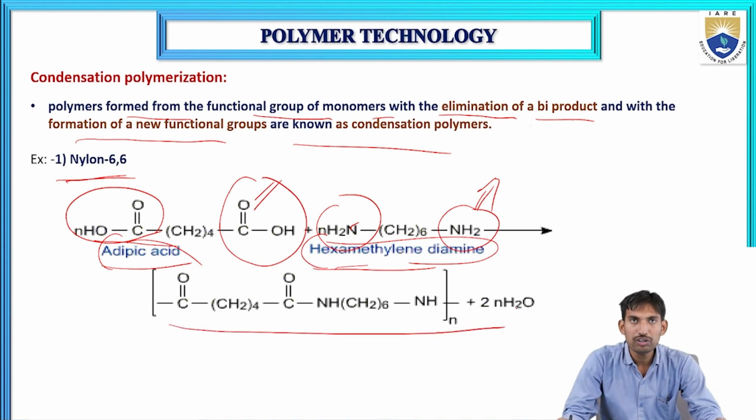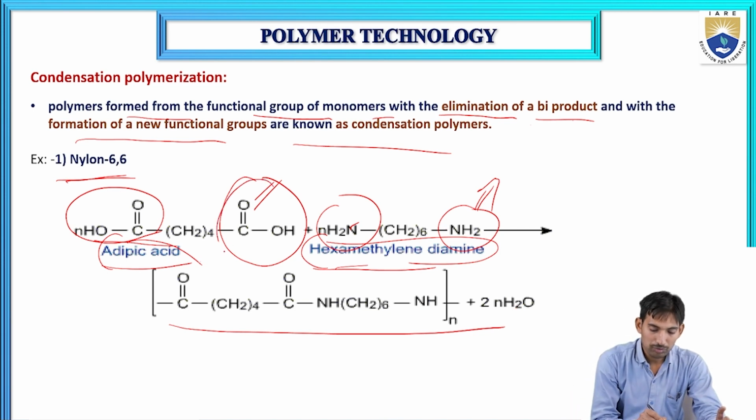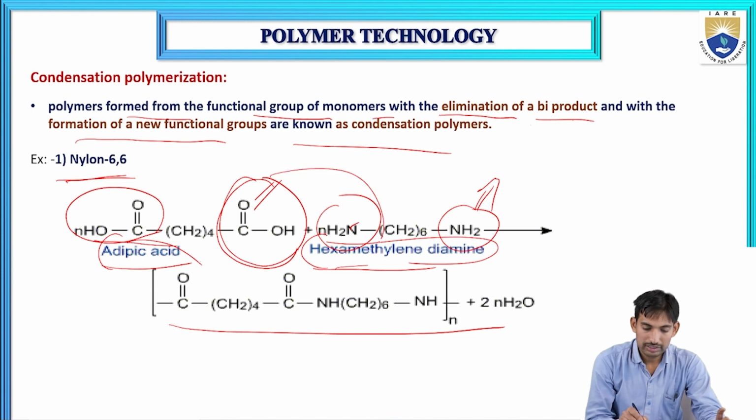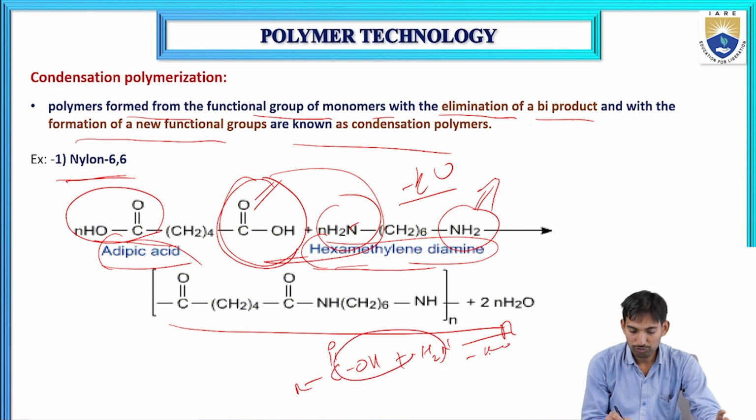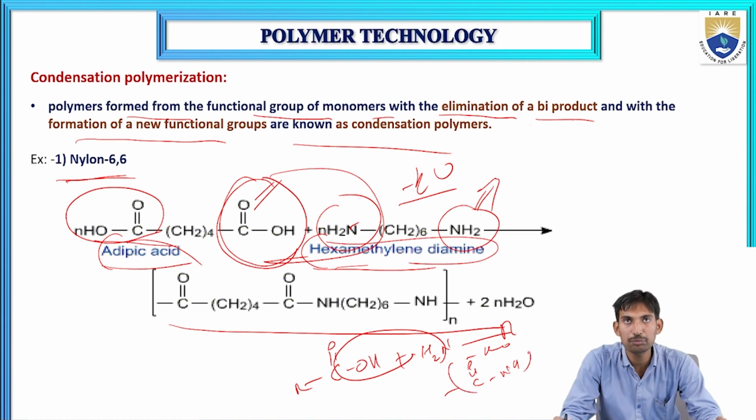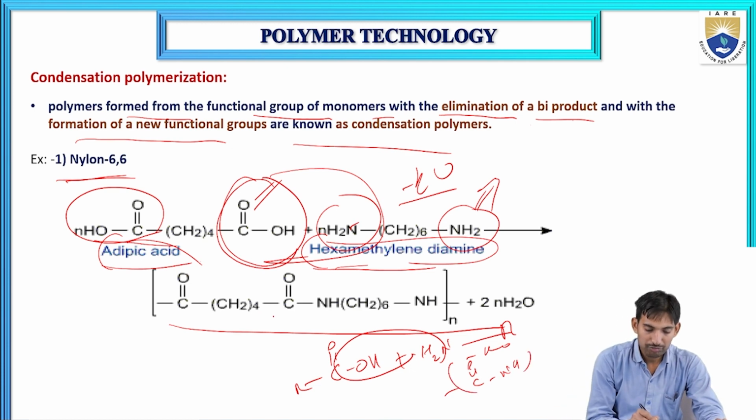In this, there is a formation of a new functional group. The C=O OH reacts with NH2, there is elimination of water, and it forms R C=O NH. There is a loss of water, and a new functional group is developed here, that is the amide functional group.